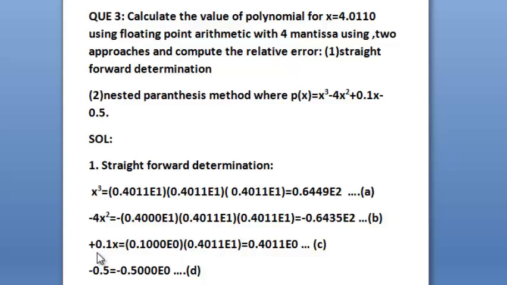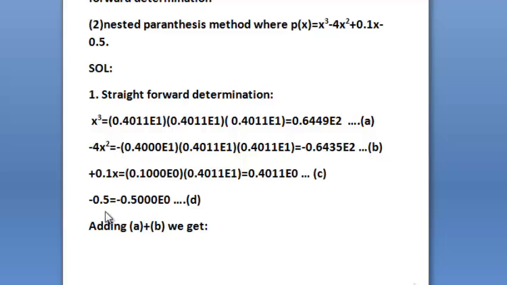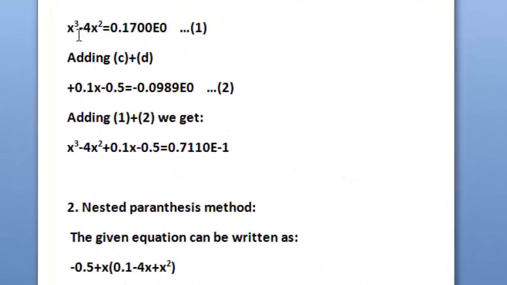Now our third term is 0.1x. Putting the value of x and multiplying, we get 0.4011 E0. This is our C equation, and finally our last value is minus 0.5000 E0. This is our D equation. Now adding the equations A and B, we get x cube minus 4x square equals 0.1700 E0. This is our first equation.